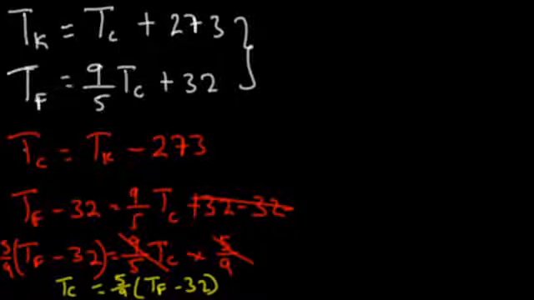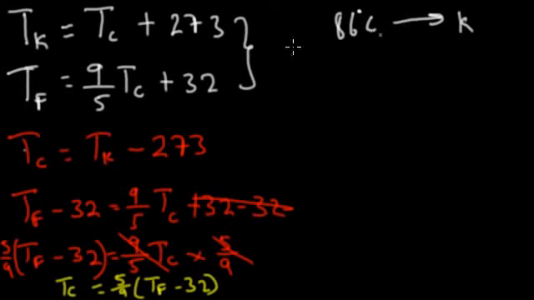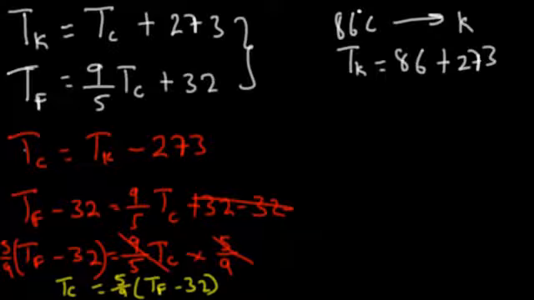So we're having them in white. So how do we convert 86 degrees Celsius into Kelvin? Like we said, to go from Celsius to Kelvin, we basically need to add 273. And thus we have our temperature in Kelvin equal to 86 plus 273. And what would that be?